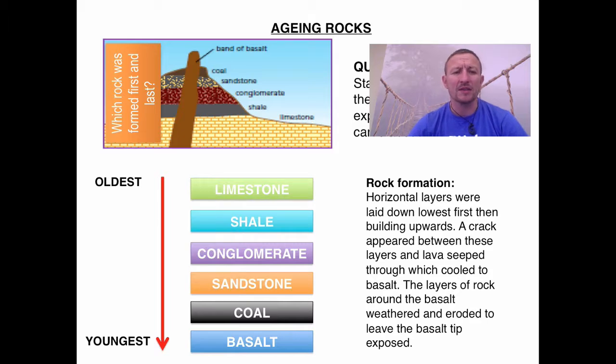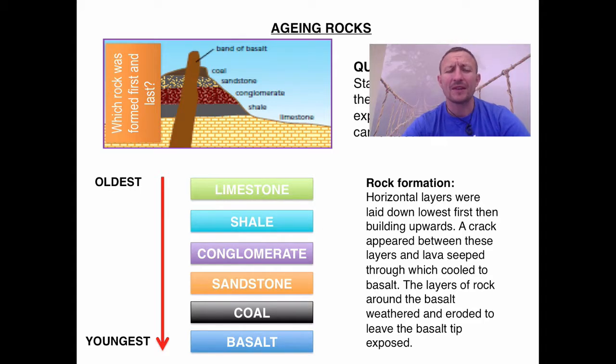So this is the way that you would write it. With the oldest going to the youngest, as you can see on the left hand side, going from limestone through to shale, conglomerate, sandstone, coal, and basalt. And remembering that the basalt layer was actually a split, lava went through, cooled, and then the result is that it got exposed over a period of time with erosion. So you could be asked anything on a picture like this, but to work out the age, the rule is always, if it's at the bottom, more often than not, it's going to be the oldest.